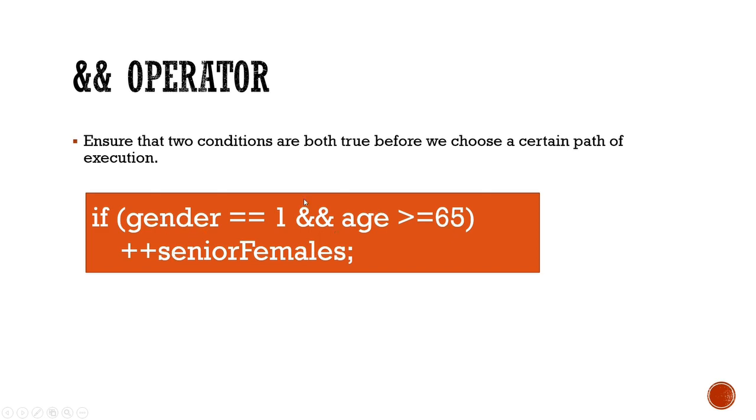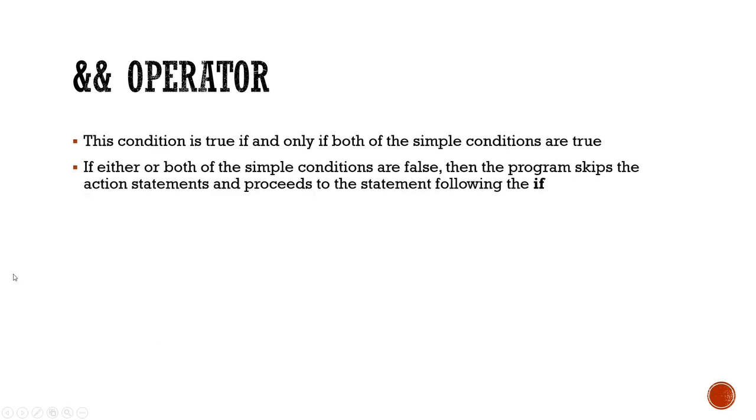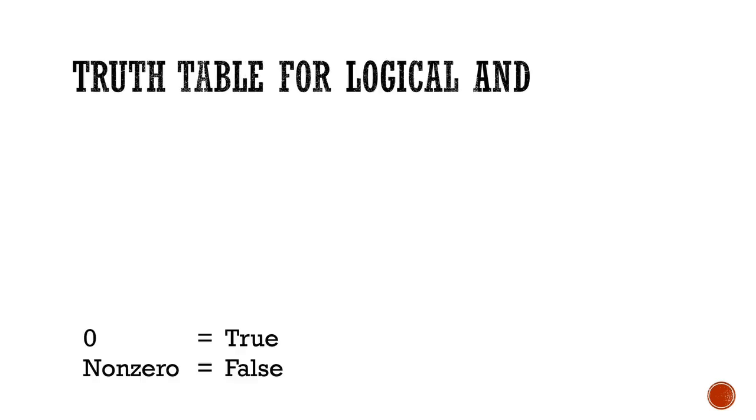But if either of these conditions is false, it is not going to perform this statement. So that's how the AND operator works. The AND operator condition is true if and only if both of the simple conditions are true. If either or both of the simple conditions are false, then the program skips the action statement and proceeds to the statement following the if. Not only if, you have the for or any other loops that we use that are using this operator.